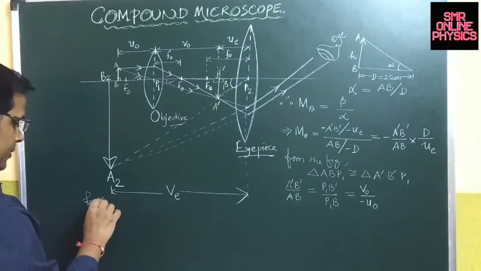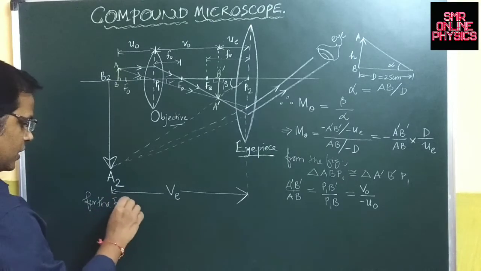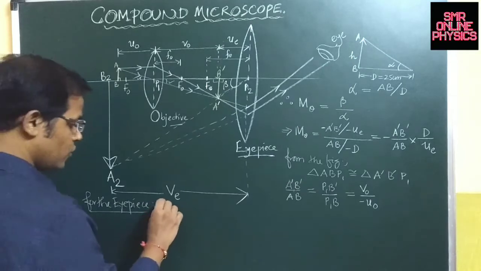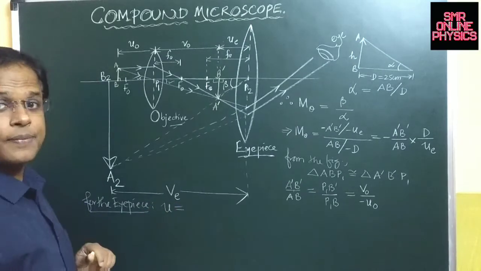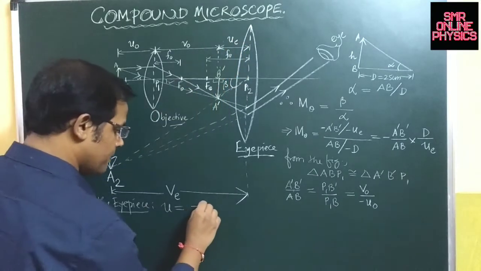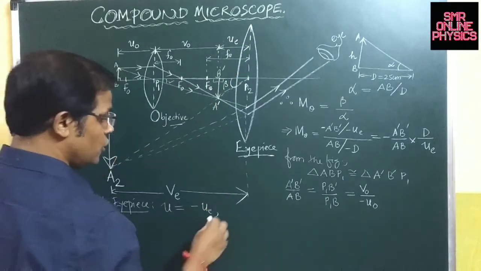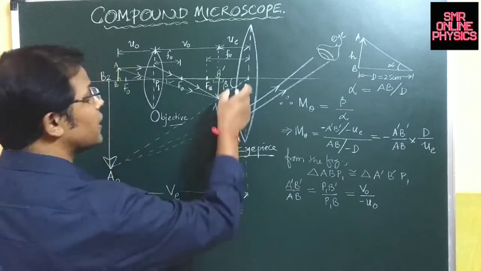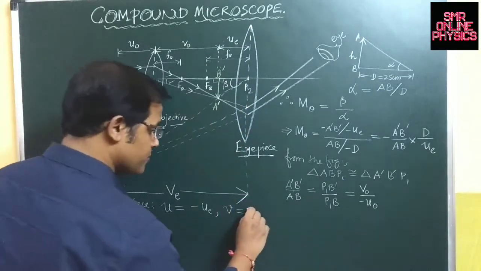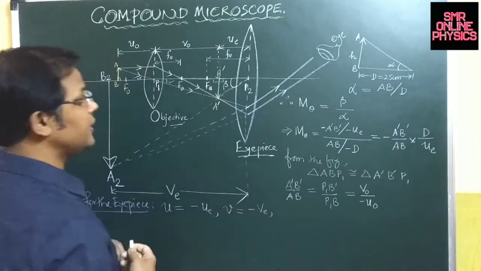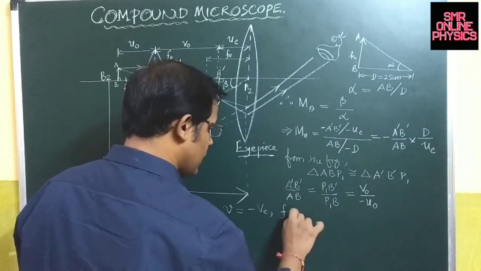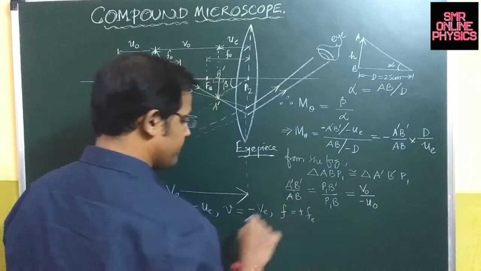For the eyepiece, that is a much more clear term for all of you now. If you observe, what is your object distance for the eyepiece? UE. So it should be minus UE, no doubt. What is the image distance for the eyepiece? This is VE, so it is minus VE. Great. Anything else you want to know? The focal length, definitely. Focal length is plus FE.